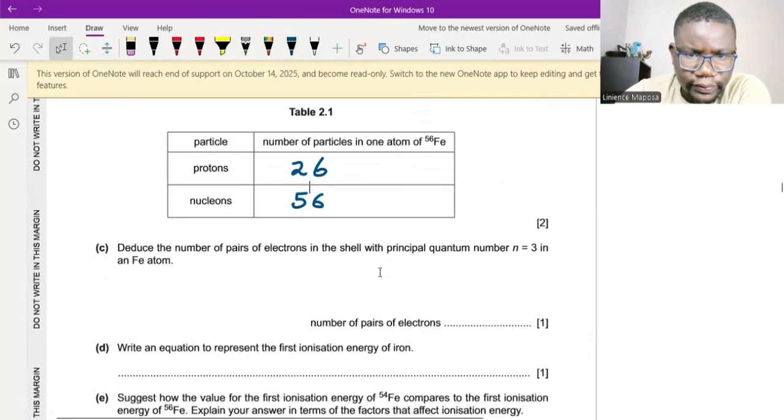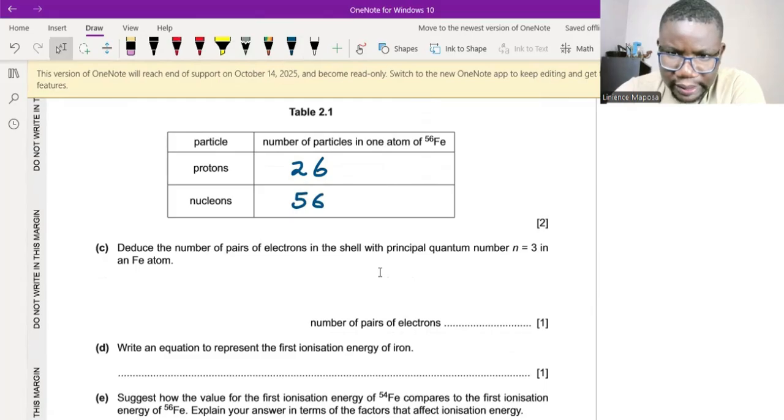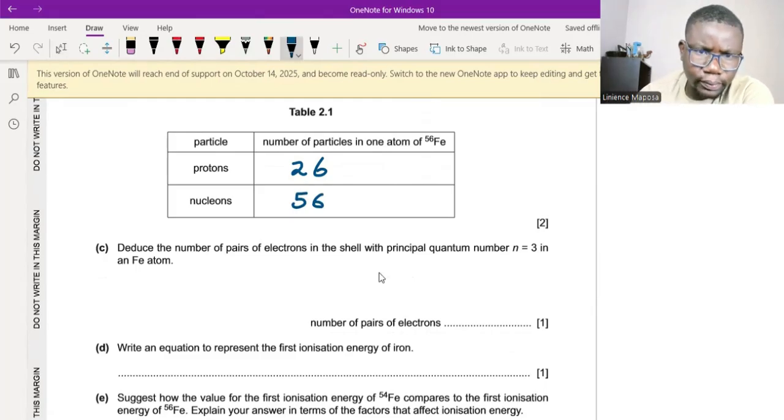Deduce the number of pairs of electrons in the shell with principal quantum number 3 in an iron atom. Okay, iron, what? Deduce the number of pairs of electrons in the shell with principal quantum number 3 in an atom of iron. Be careful. All right, this is not just the 3d, it's 3s, 3p, 3d. Okay, so iron, you can do the configuration.